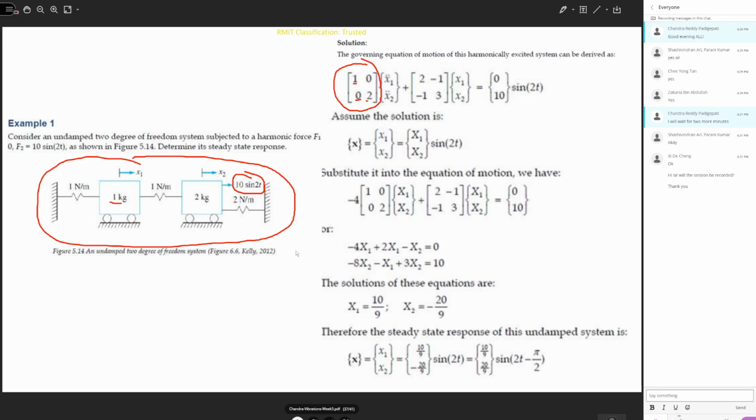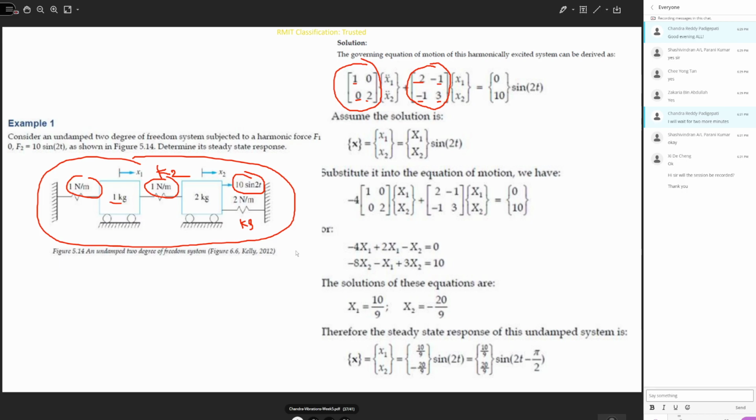For the stiffness matrix, the first element is K1 plus K2. K1 is 1, K2 is 1, so 1 plus 1 is 2. Then minus K2, which is minus 1. So you can write minus 1, minus 1. This element is K2 plus K3. K2 is 1 and K3 is 2, so 1 plus 2 is 3. So the stiffness matrix is 2, minus 1, minus 1, 3.